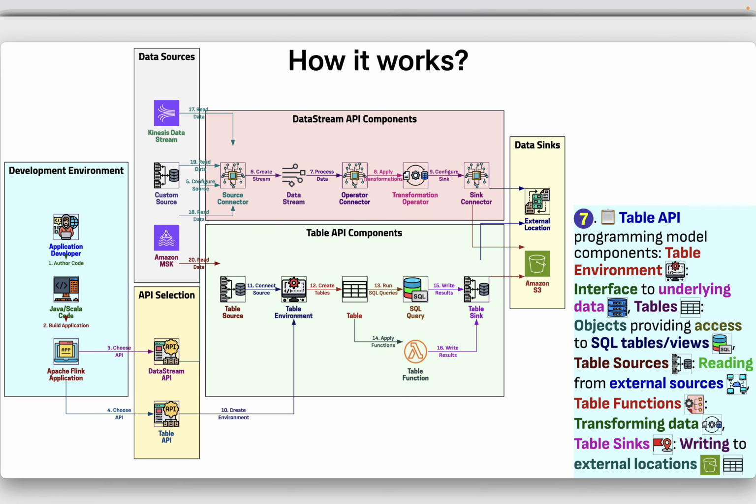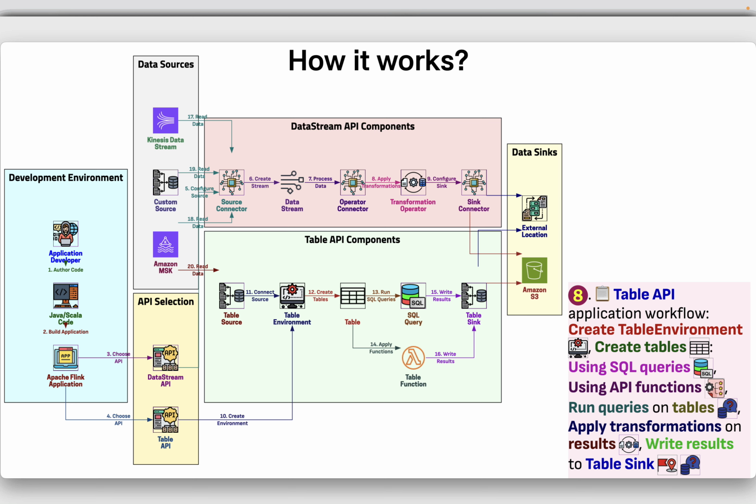The table API programming model consists of the table environment, the interface to underlying data; next, tables, which are objects providing access to SQL tables and views; table sources, which read from external sources; and table functions, which basically transform data. And lastly, we have table sinks, which refers to writing to external locations.